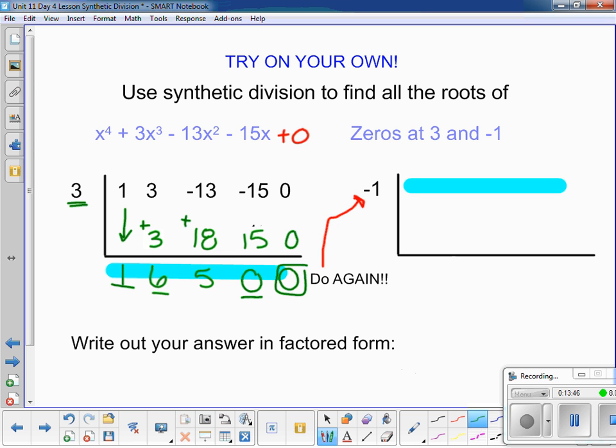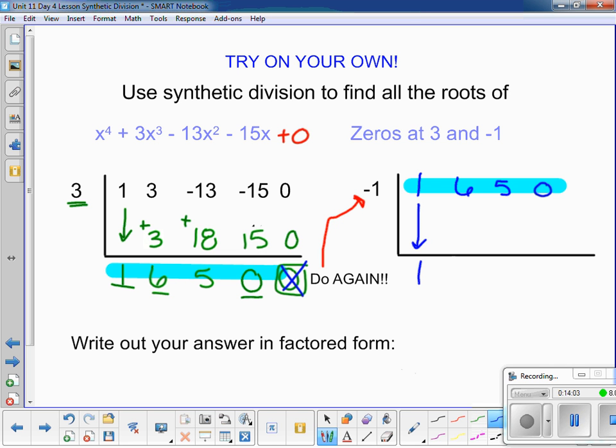So that means that 3 was a factor. It means it crosses the graph at 3. And I'm going to take all these coefficients and copy them. 1, 6, 5, 0. And I'm not going to copy that 0 because it's just my remainder. And I repeat the process.